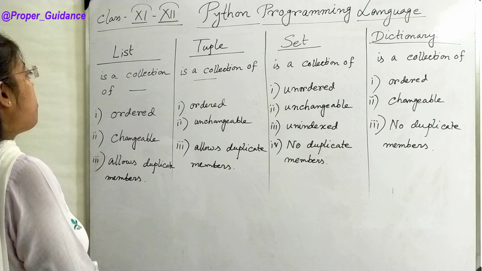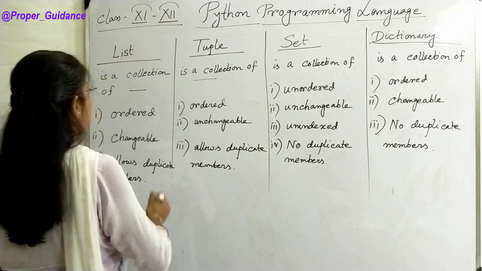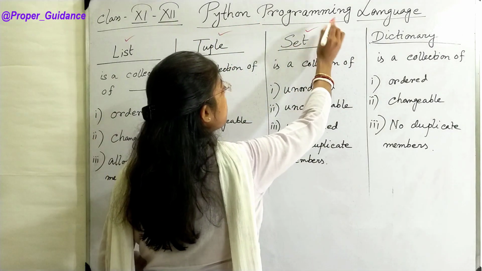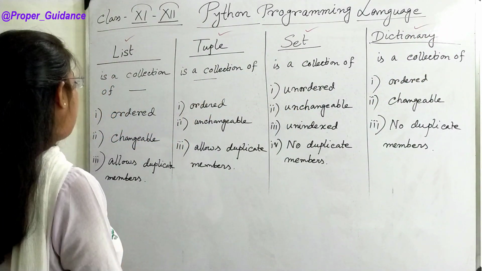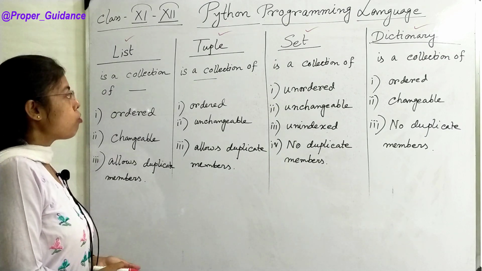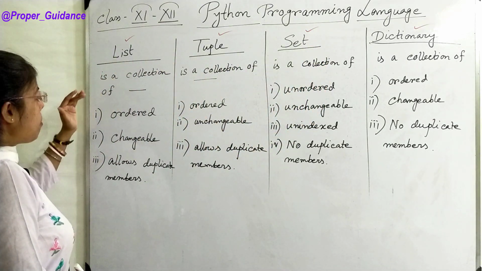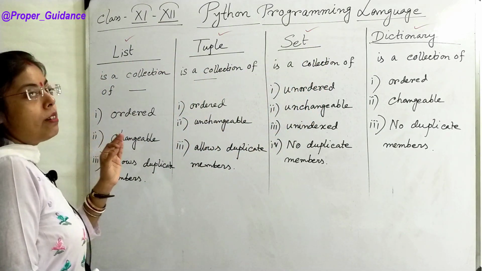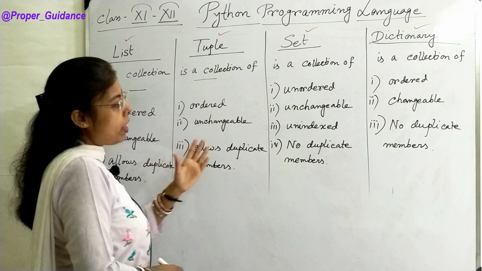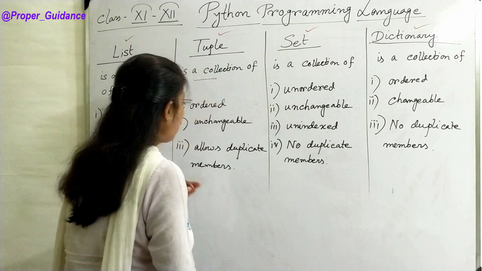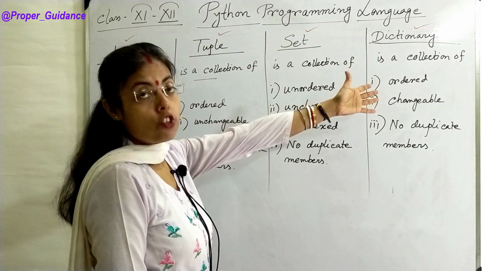Okay, in the Python programming language, we get these terms: list, tuple, set, and dictionary. In our class, we will discuss these four different things. Some common features are there and some differences are also there. Sometimes students may get confused about where to use the list, where the tuple, where the set, or what a dictionary is.